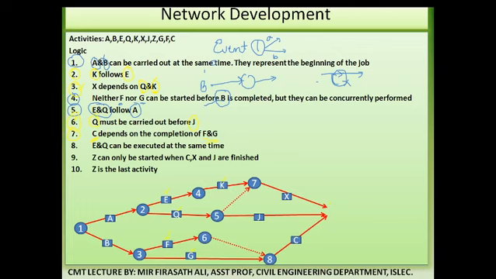Z is the last activity, and Z can only be started when C, X, J are finished. C is over here, X is over here, J is over here. So last activity we will get as Z. So this was nothing but the above network diagram. Okay, is it clear, everyone?